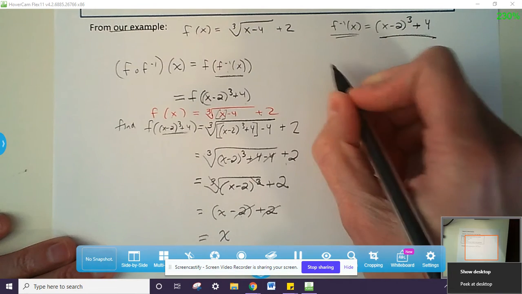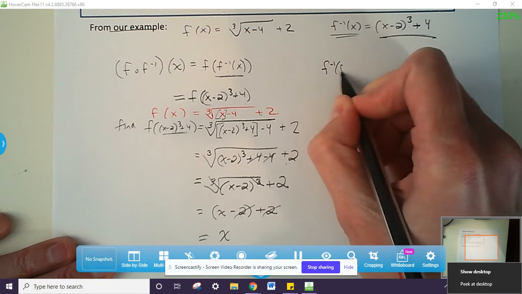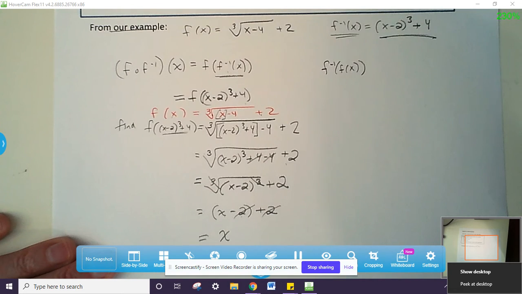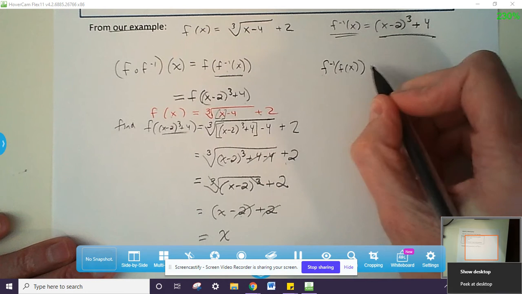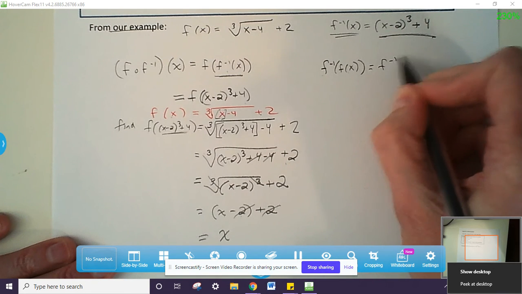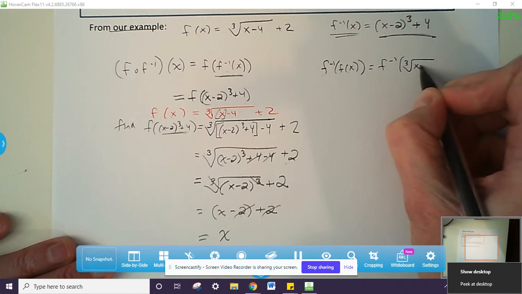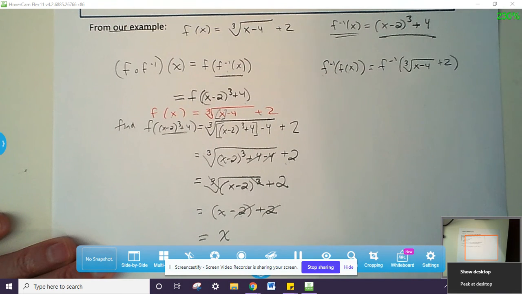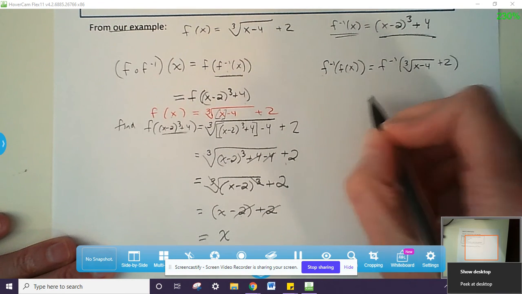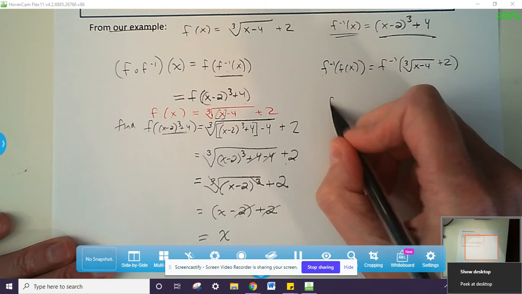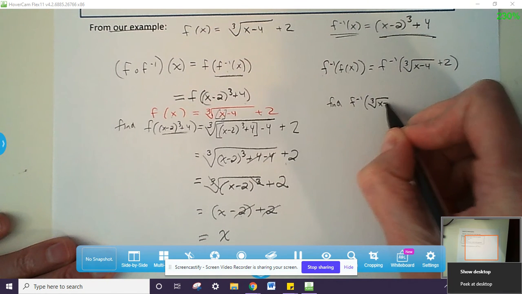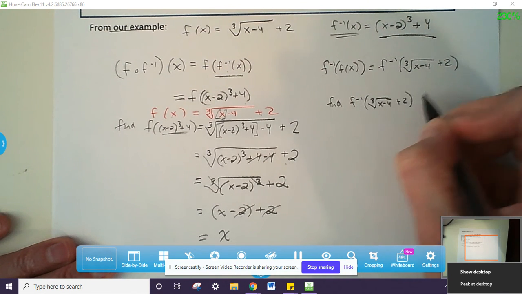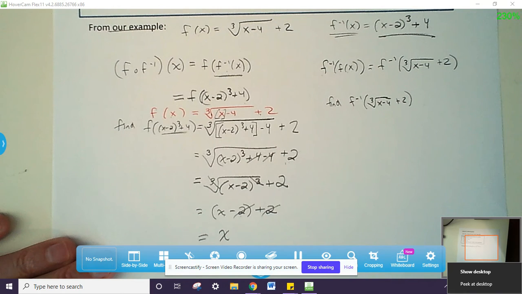Now we said the composition both ways should come out to X. So now let's try the composition the other way where we put F inside F inverse. So what we're going to be finding is F inverse of the cube root of X minus 4 plus 2. And remember, compositions are not commutative. So if you reverse the order of the composition, the work is going to be different. So we want to find F of that, F inverse, I'm sorry. We want to find F inverse of that.